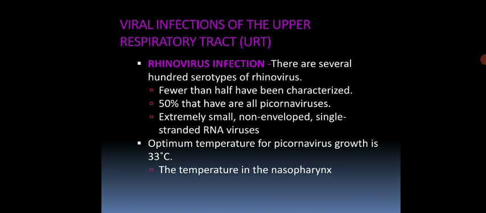In case of viral infections of the upper respiratory tract, take rhinovirus infection. There are several hundred serotypes of rhinoviruses and fewer than half have been characterized. They are of the picornavirus family and are extremely small non-enveloped single stranded RNA viruses, and the optimum temperature for picornavirus growth is 30 degrees Celsius, the temperature of the nasopharynx. So mainly the viral infections cause infections that are related to the respiratory system. They are caused by the rhinovirus group of viruses.